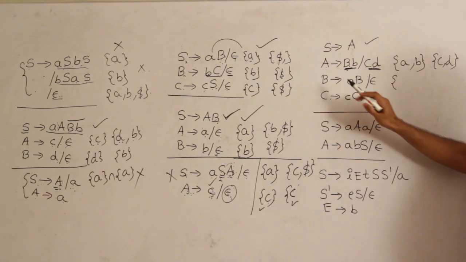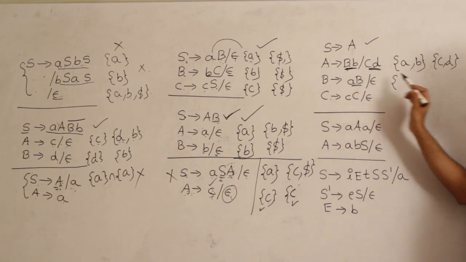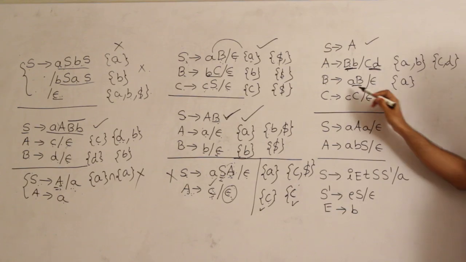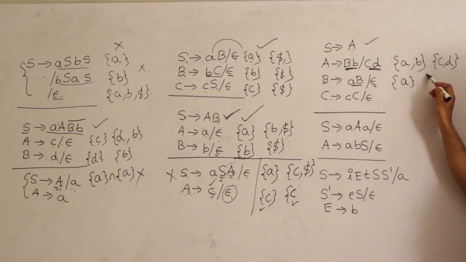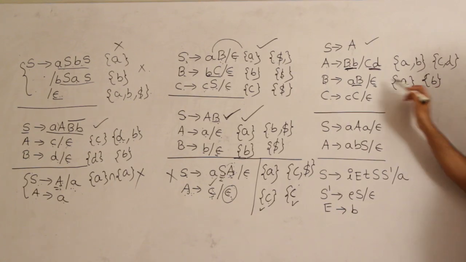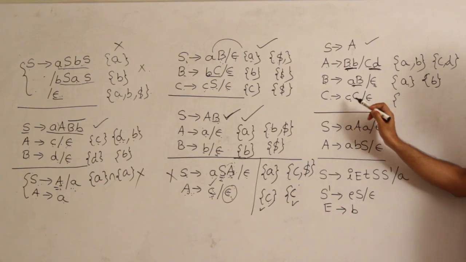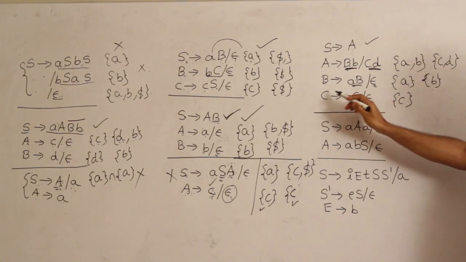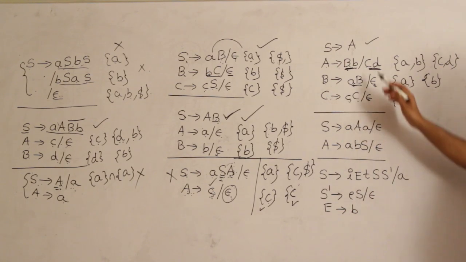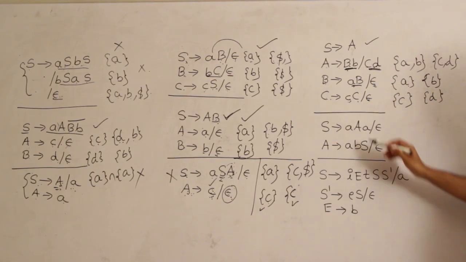Now what about this one? Where should I place this one? This one has to be placed under first of A, which means this one, and this one has to be placed under follow of B. What is follow of B? Follow of B is small b. Therefore there is no problem with these two productions, they are going into different cells. What about this one? This one has to be placed under first of C, which is nothing but C, and this one has to be placed under follow of C. What is follow of C? Small d. Got it?